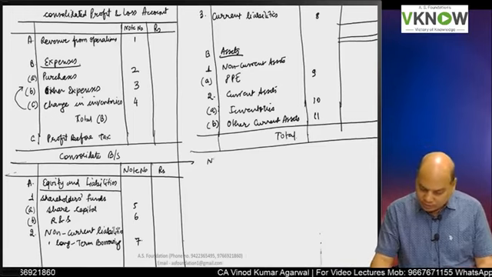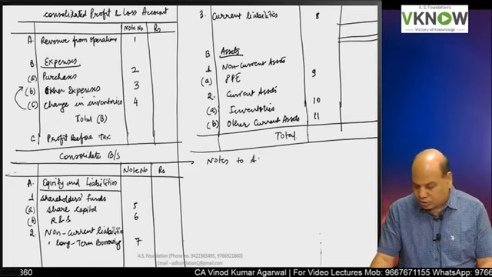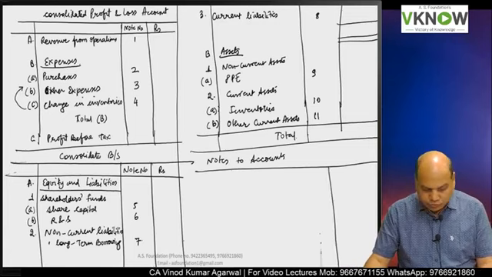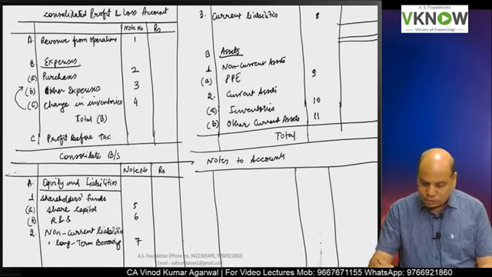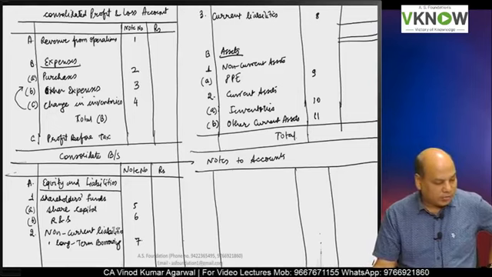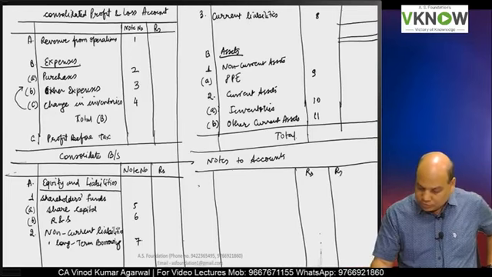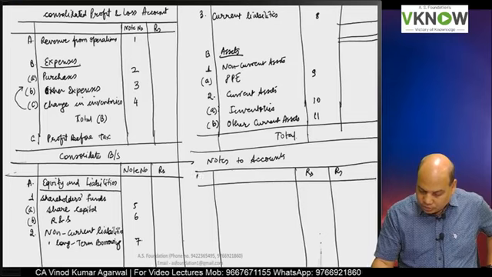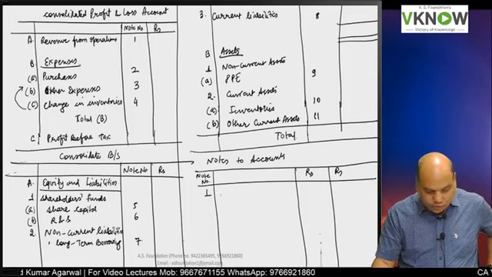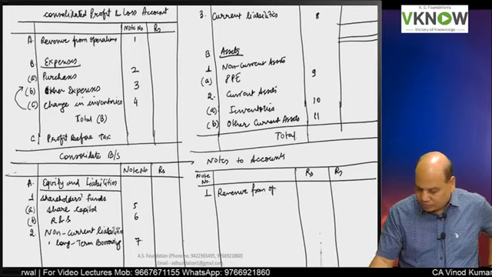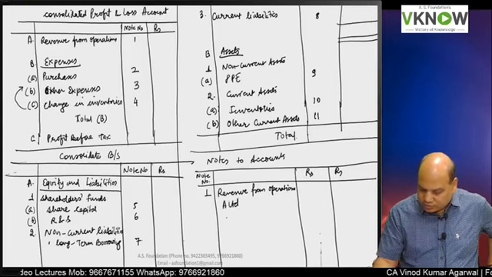Now I am going to prepare notes to accounts, and in the notes to account we are also going to show the breakup of all these items between the two venturers. The name of these two venturers are A and B. So that is the purpose. Note number 1, revenue from operation, and we have two venturers.